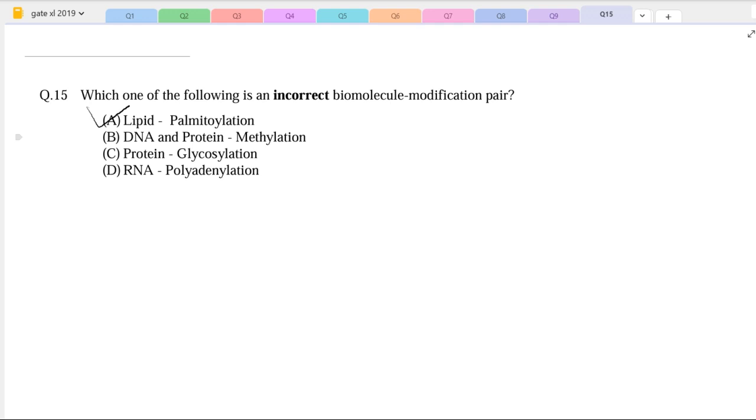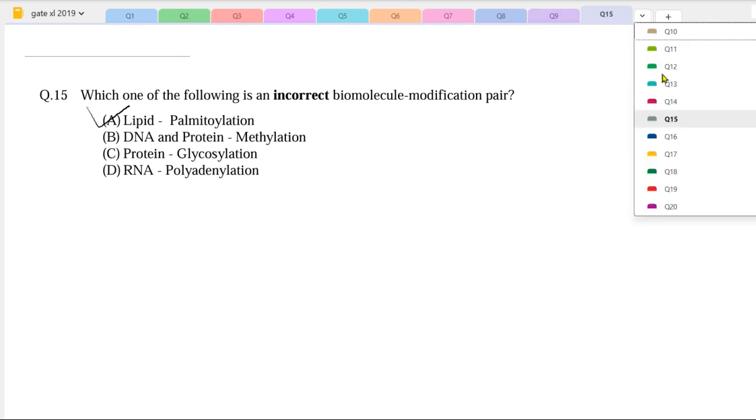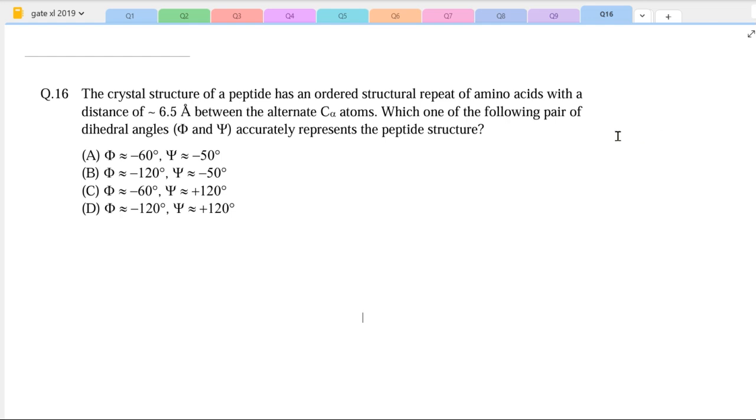However, palmitoylation occurs when lipid molecules are attached to other biomolecules. Palmitoylation itself doesn't happen on lipid molecules. So the correct answer here is lipid palmitoylation, because on lipids you don't see this occurring. However, palmitoylation occurs on other biomolecules like proteins. So the correct answer here is lipid palmitoylation, and I request everybody to be really careful while choosing the answer for questions like these, where words can be misleading. Anyways, moving on to the next question.